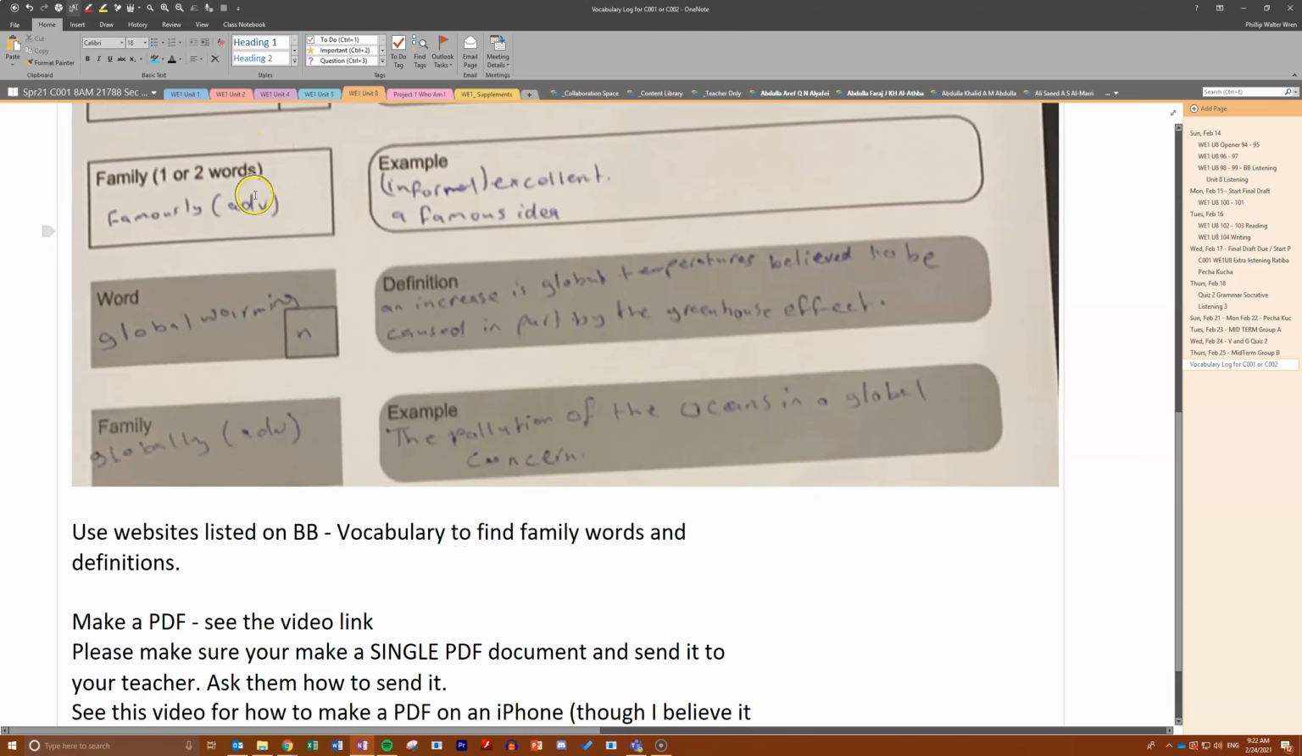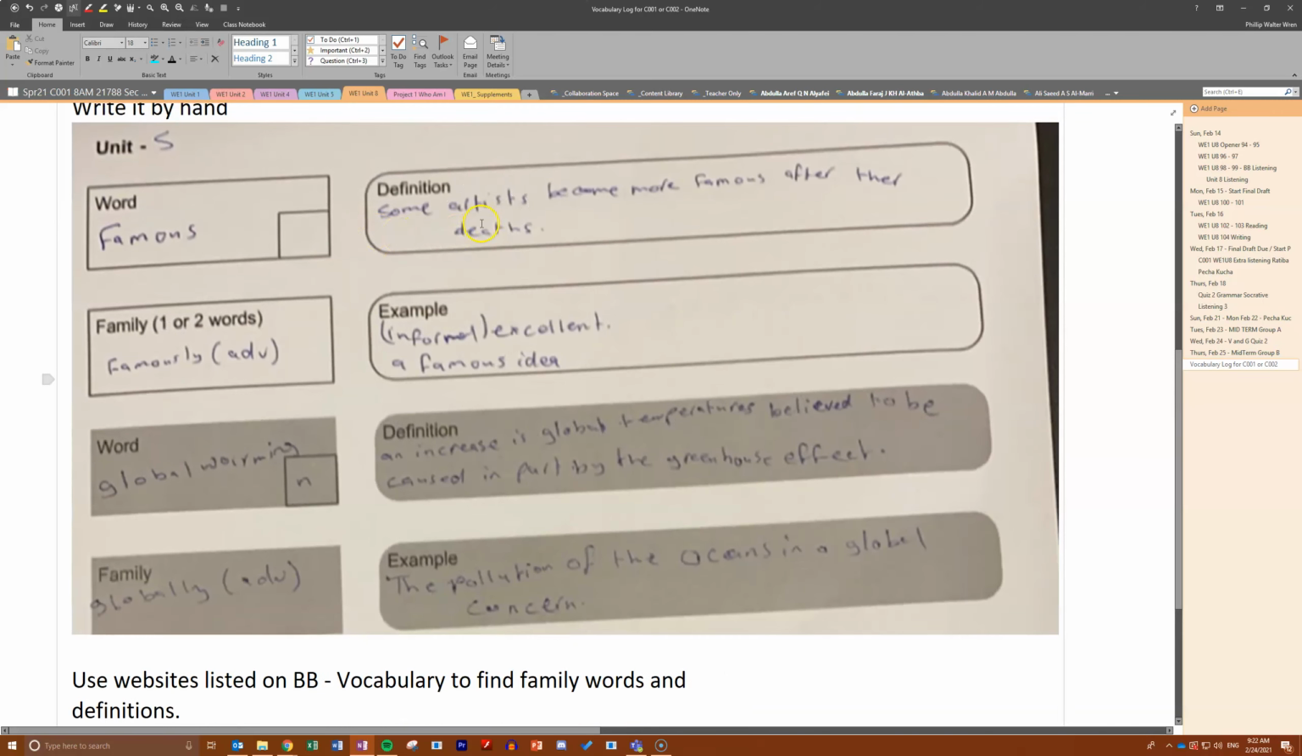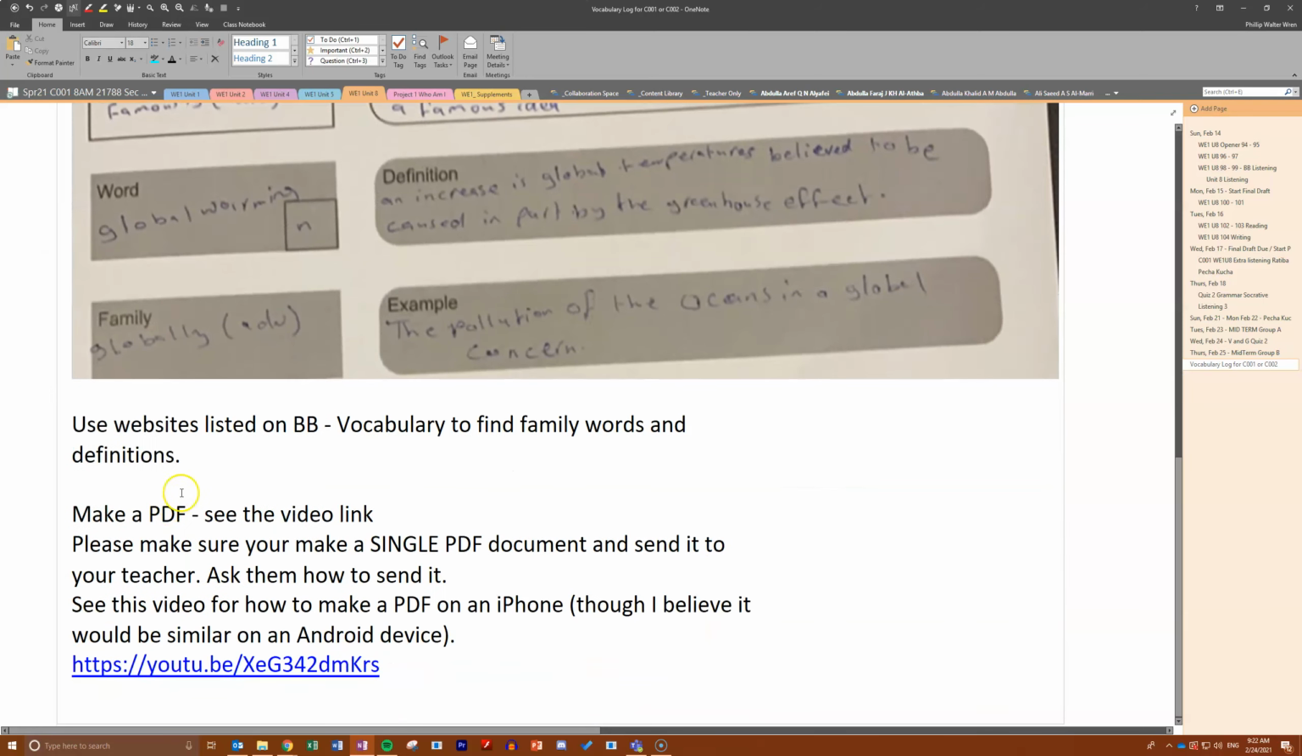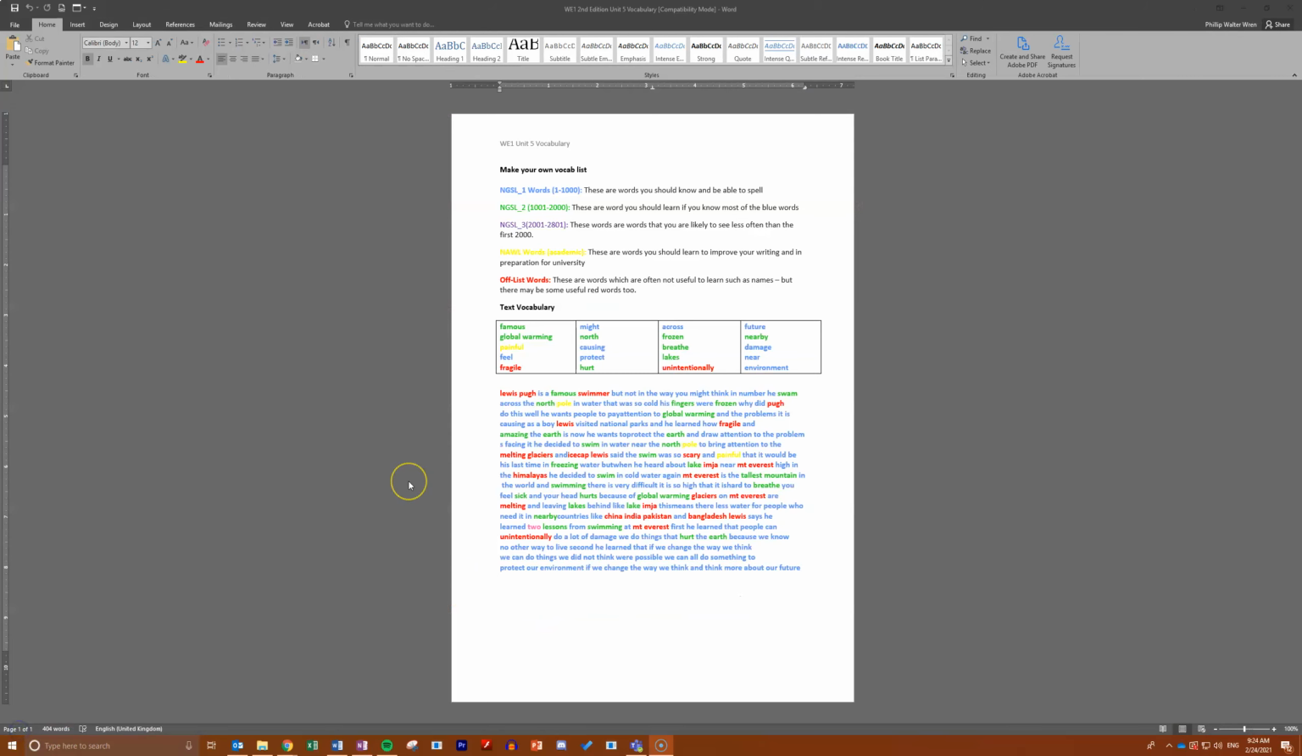To find some of these family words, definitions, example sentences, and word types, there's a list of websites on Blackboard, Vocabulary, to find family words and definitions. Let's do an example together. Here is a list of vocabulary words from C001, Unit 5.